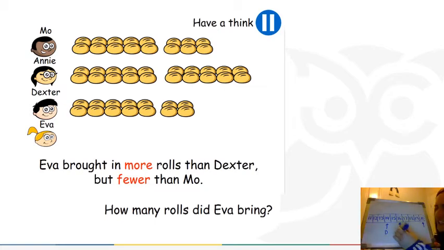Mo brought in 16. Fewer means less than. Say fewer means less than. So she brought in less rolls than Mo, but more rolls than Dexter. How many rolls must Eva have brought in? Well done. It must be 15. So Eva, with her blonde ponytail, brought in 15 rolls.